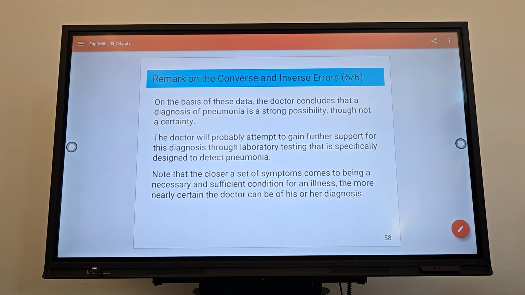So you can use the converse error to diagnose problems, with cars, with people, with computer code, that sort of thing. You just have to remember that you have to test for the validity of the major premise.